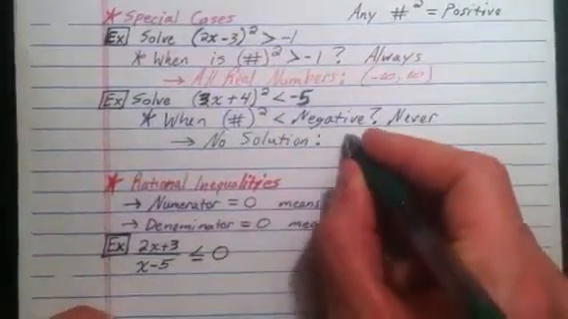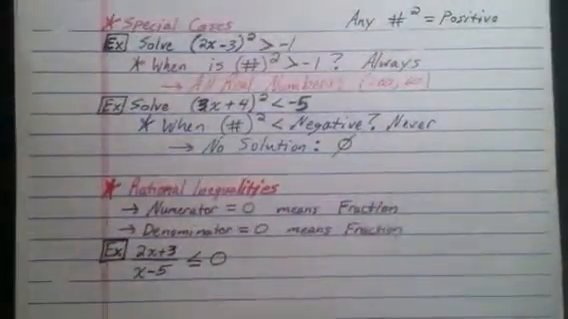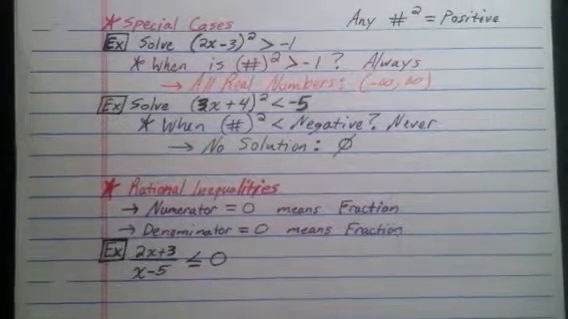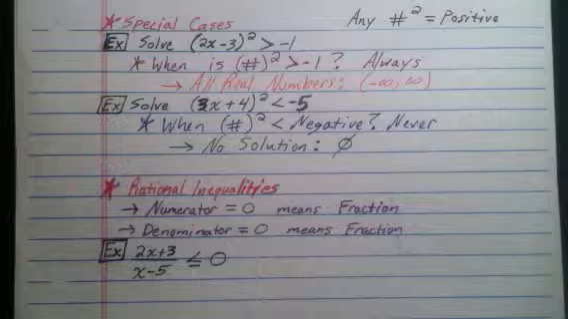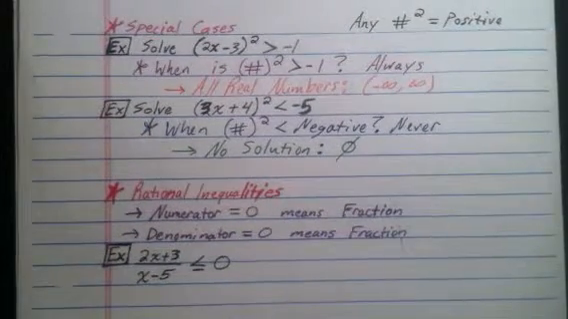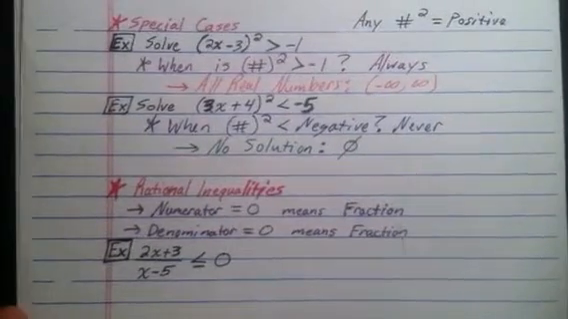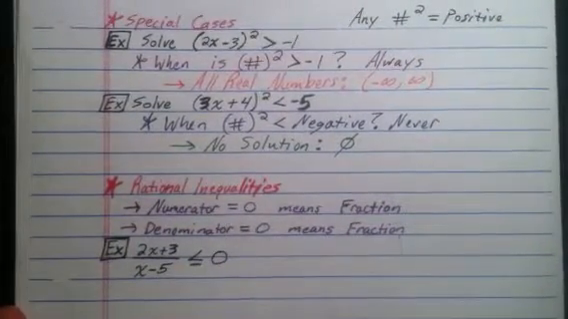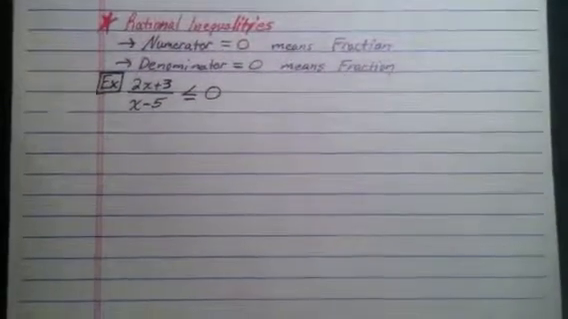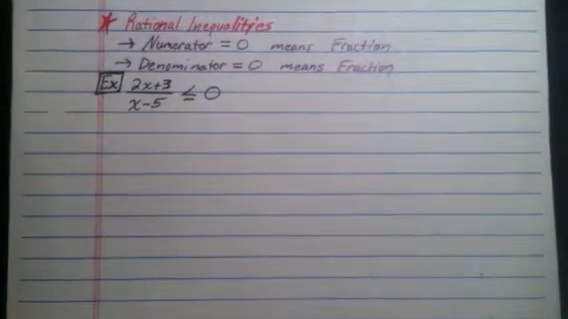Or they might have you write in a null set, which means no solution. Alright. So those are special cases of quadratics. If you catch those special cases, you won't have to do all the work that we just did on the last few examples. Okay. And the last part of the section looks at rational inequalities.